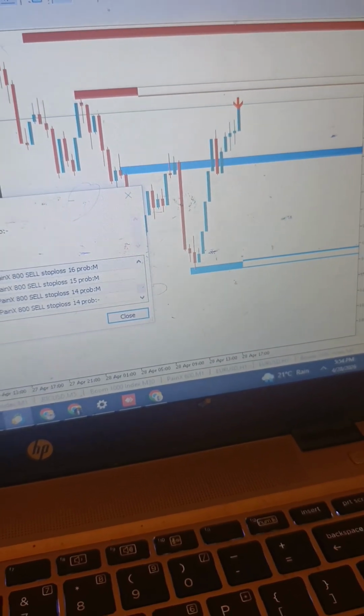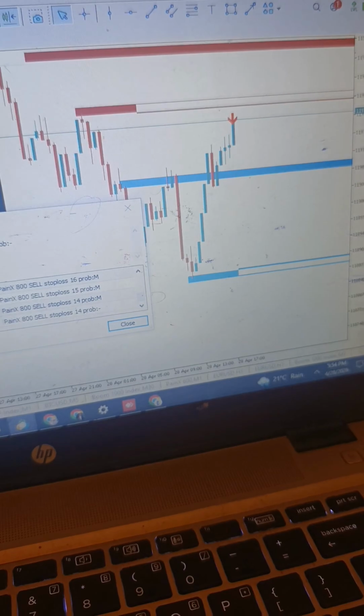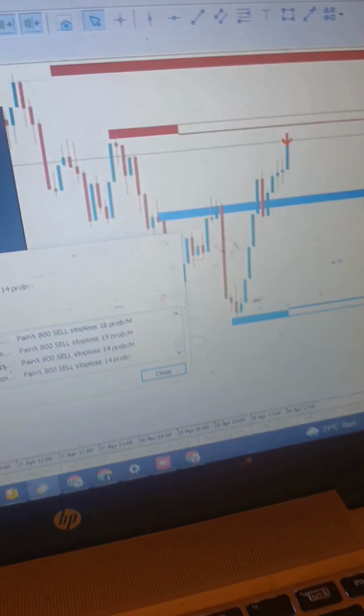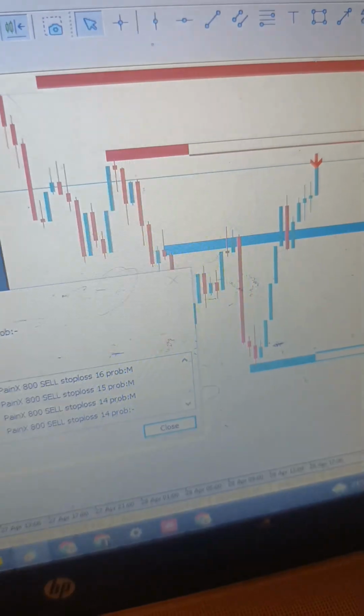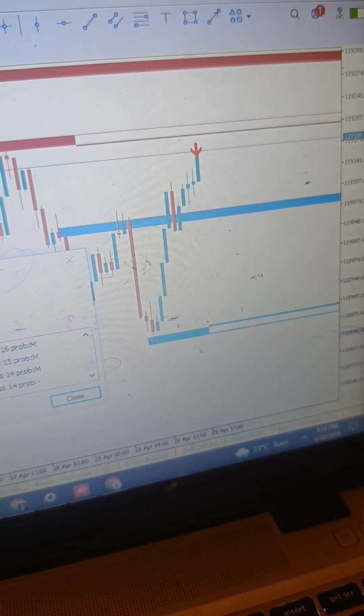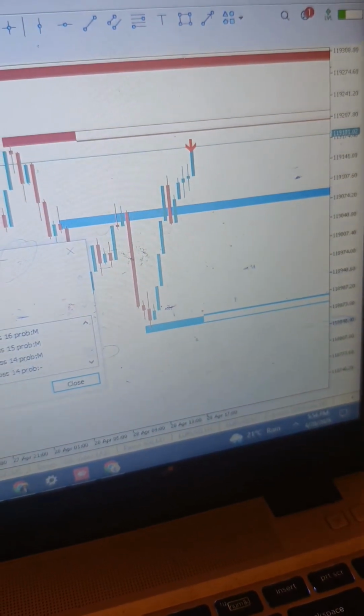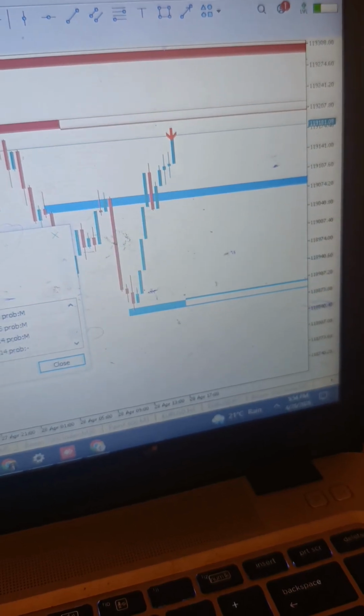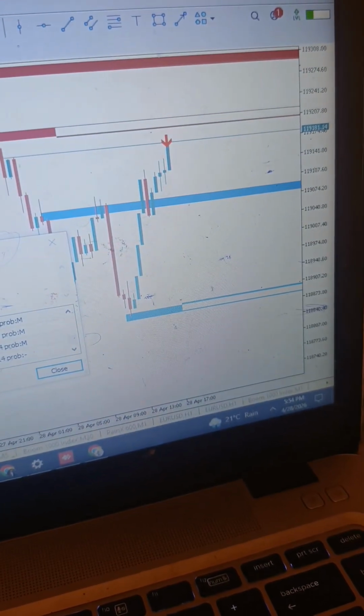So we go to the next rule. The next rule is checking a fair value gap. Is there a fair value gap between the current price and the red zone? And we can see there is no fair value gap. If there is a fair value gap, do not take the signal. And that gets us into our fourth rule, which is checking the probability.